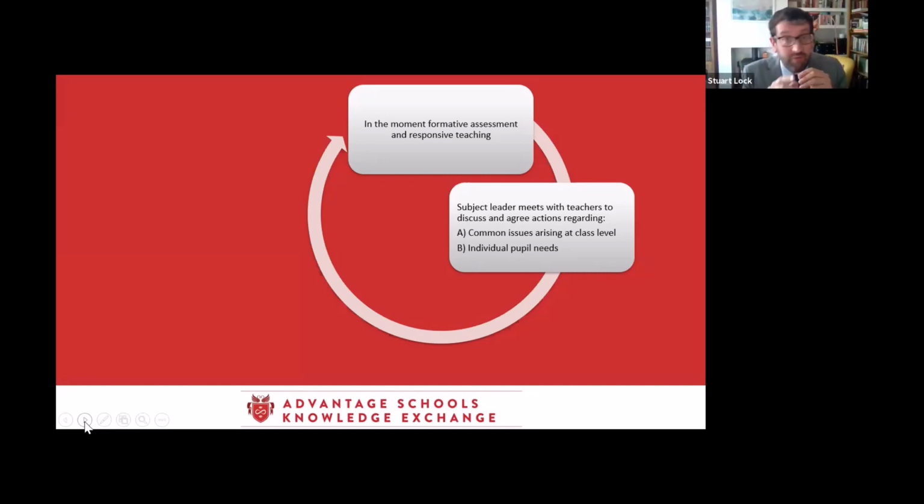That's right. But then also thinking about individual pupil needs too. It might be that most of the class did understand something, but this pupil or this small number of pupils are really struggling with it.